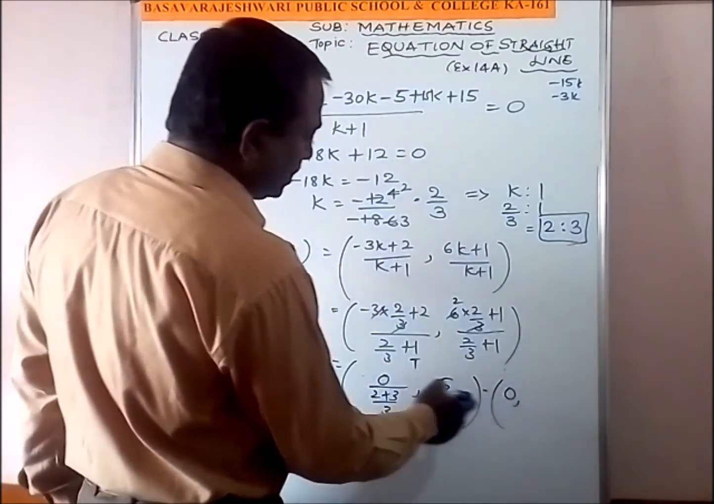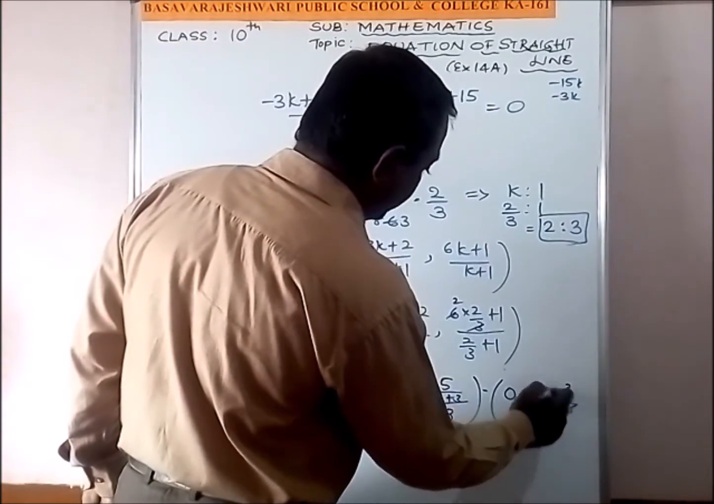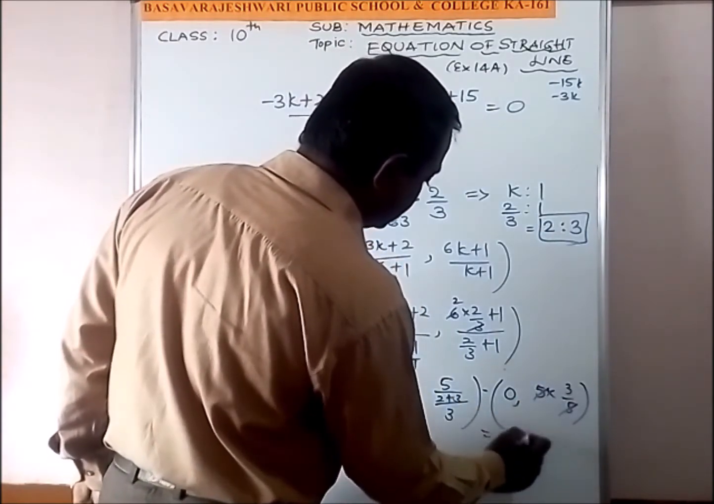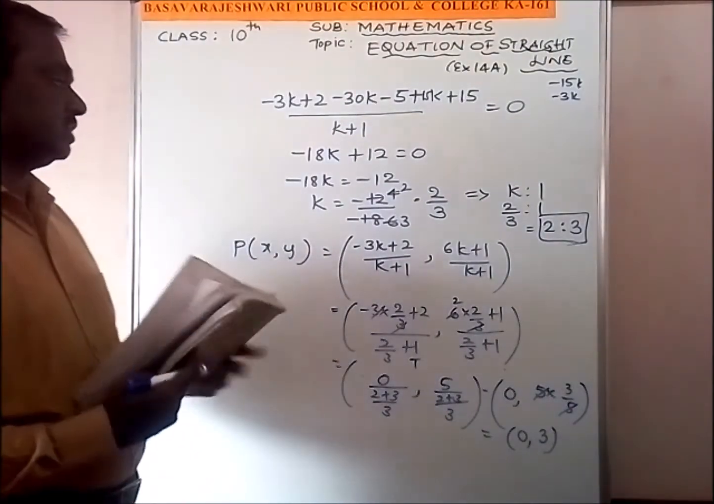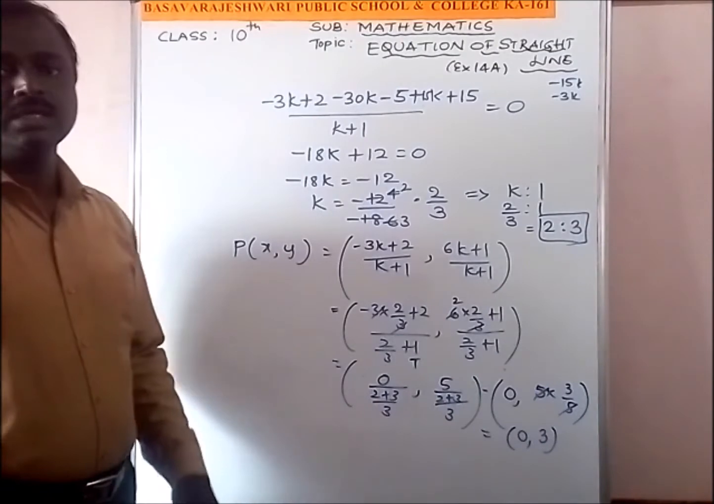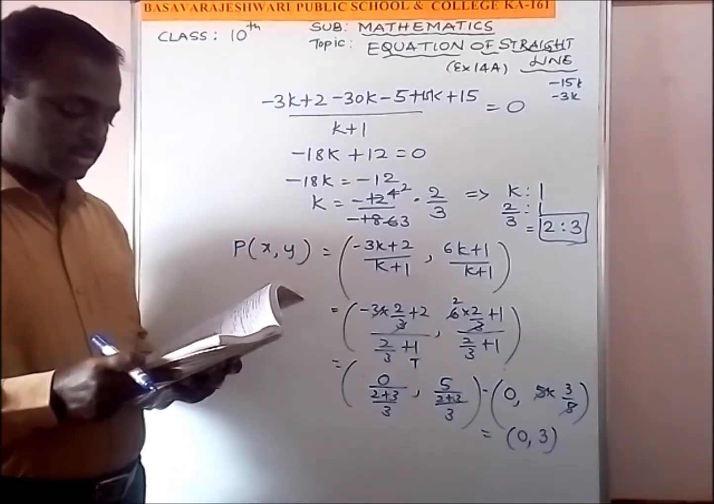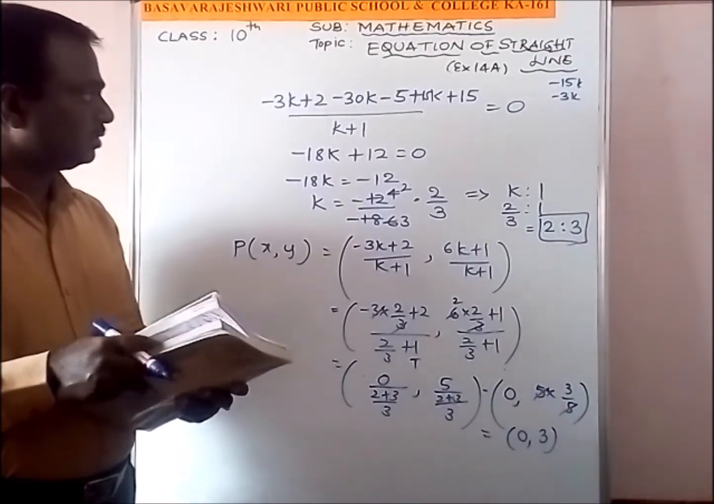Next, here 5 into 3 by 5. So 5 cancels. So what remains? 0 comma 3. So that is the intersection point. That is the coordinates of P, x y is 0 comma 3. So that is the answer. So note down this. Note down this sum.